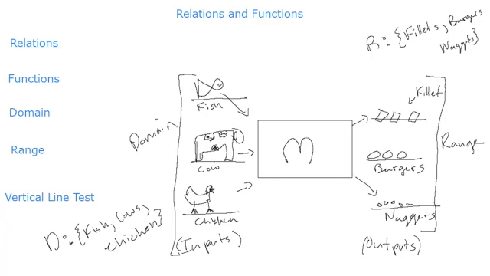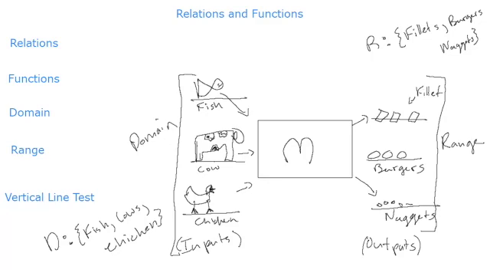Now, more importantly, a function is very distinct. In other words, every time I put in cows, I better get out burgers. Y'all see what I'm saying? So every time I put cow into my function, I better get out burgers. If I put in cows and got burgers, and then sometimes when I put cows into my function I get milkshakes out, that would not be a function. Okay, so let's think about that for a second.